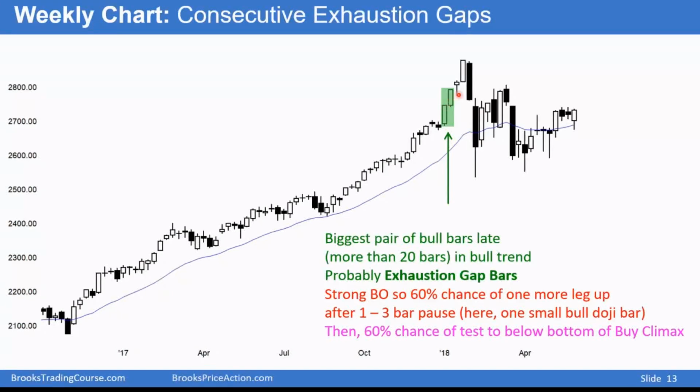bull breakout here, so 60% chance of at least one more leg up. But the leg up is usually just 1 or 2 bars, and then you get the correction down to the bottom of the buy climax. And in this particular case, the correction was probably going to be all the way down to the moving average because the market had never been 65 bars without touching the moving average.